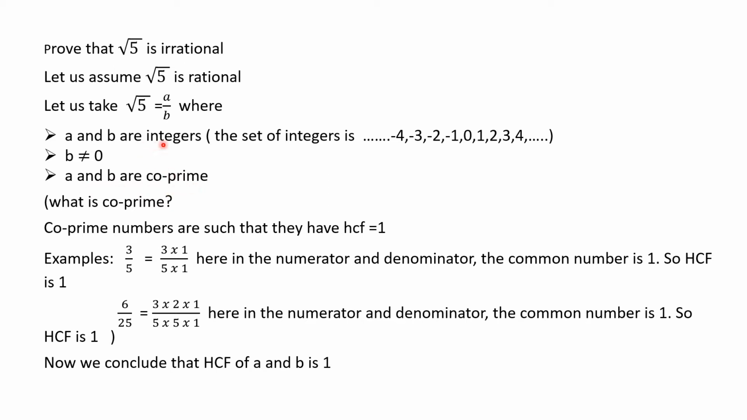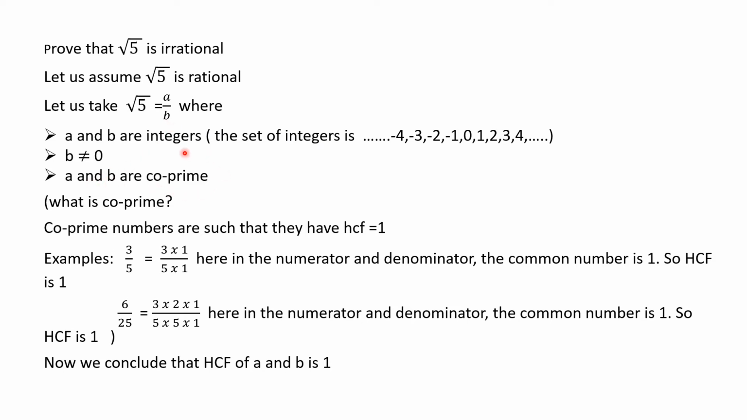What is an integer? The set of integers is minus numbers like minus 10, minus 9, and so on, minus 4, minus 3, minus 2, minus 1, 0, 1, 2, 3, 4, and it goes on. Then b is not equal to 0. What does that mean? When b is 0, the number becomes undefined. So b should not be 0, and a and b are co-prime.